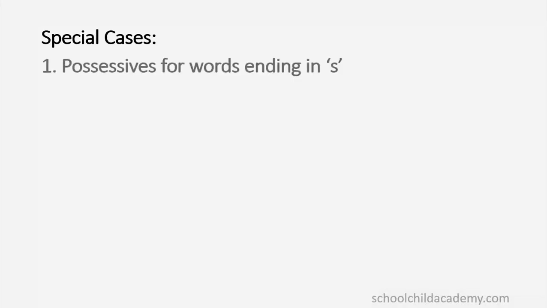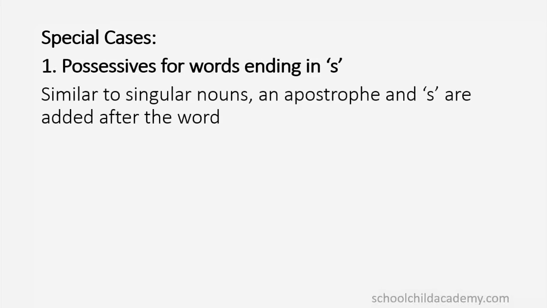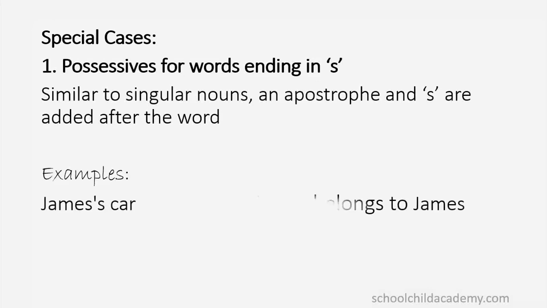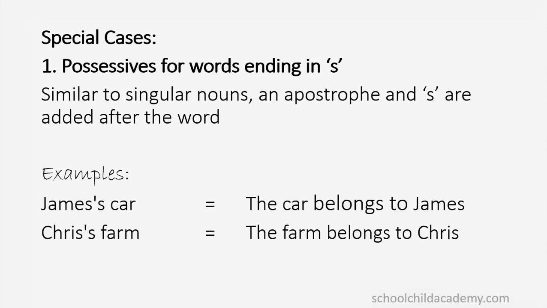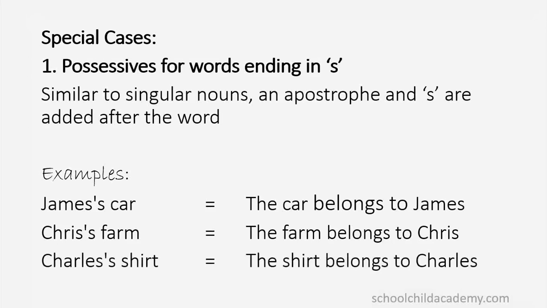Special cases. Possessives for words ending in S. Similar to singular nouns, the apostrophe and S are added after the word. Examples: James's car, the car belongs to James. Chris's farm, the farm belongs to Chris. Charles's shirt, the shirt belongs to Charles.